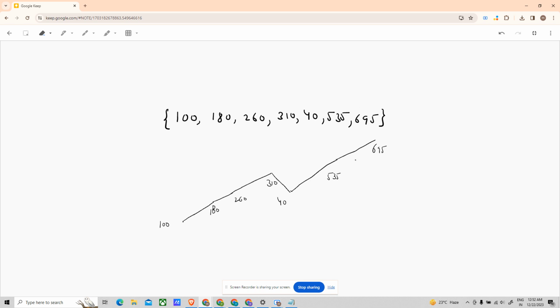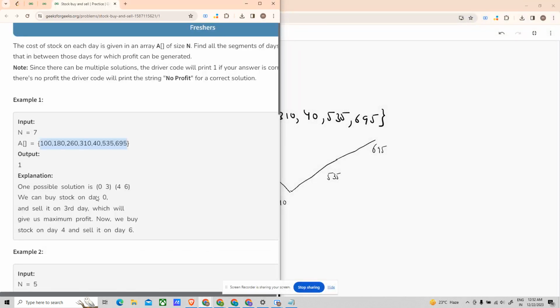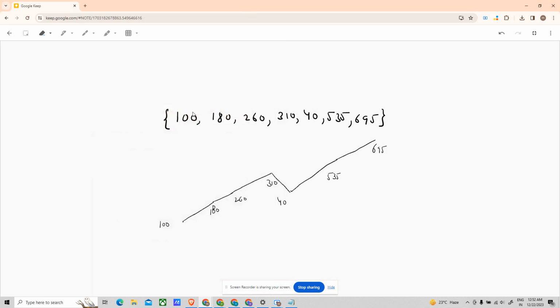Now the answer given to us in the question is 0 to 3 and 4 to 6. Let me mark the index again here: 0, 1, 2, 3, 4, 5, 6. The answer given was 0 to 3, 4 to 6. If you observe, there's a trend here. On this 0 to 3, is something happening at 3? Is 3 behaving differently, that we are selling at 3? Yes. How? There's a breakpoint.